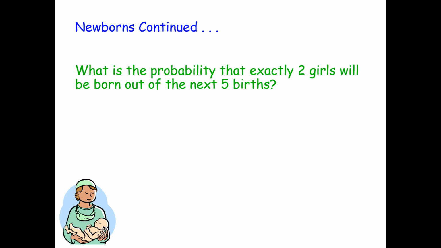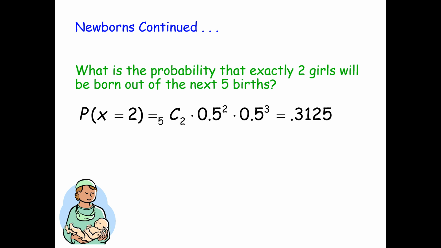Let's keep up with this example. What is the probability that exactly 2 girls will be born out of the next 5 births? So we want to know the probability that x equals 2. Here we're going to find the combination. We have 5 total births using a combination, and we're looking for 2. So we're going to take that formula for our combination and multiply that by 0.5 squared times 0.5 cubed, and that's going to give us a value of 0.3125.